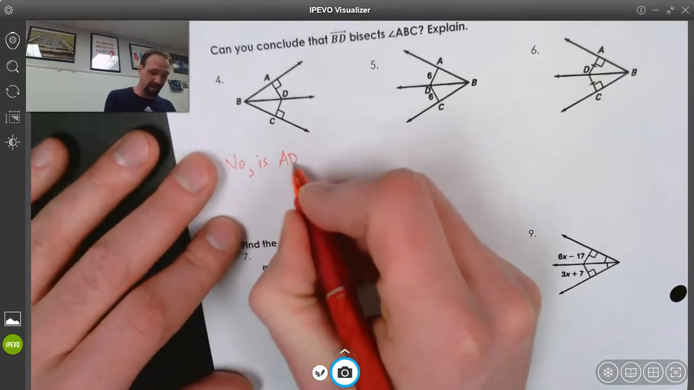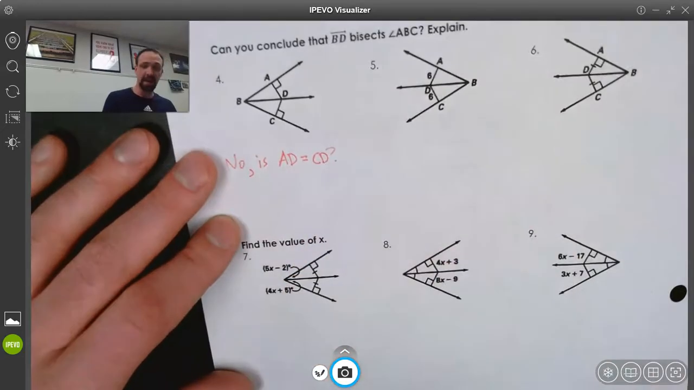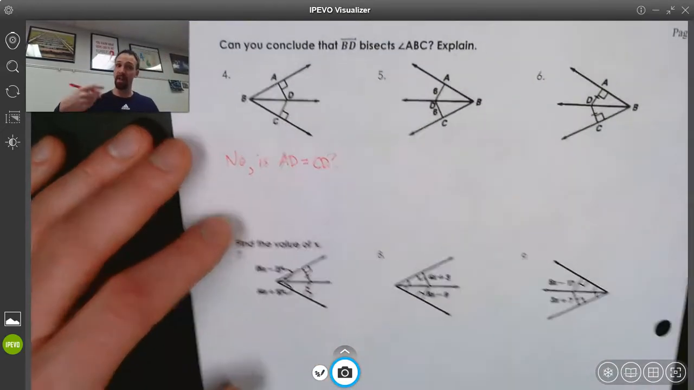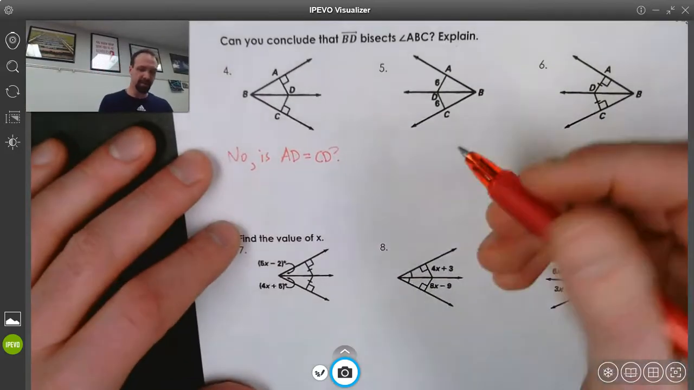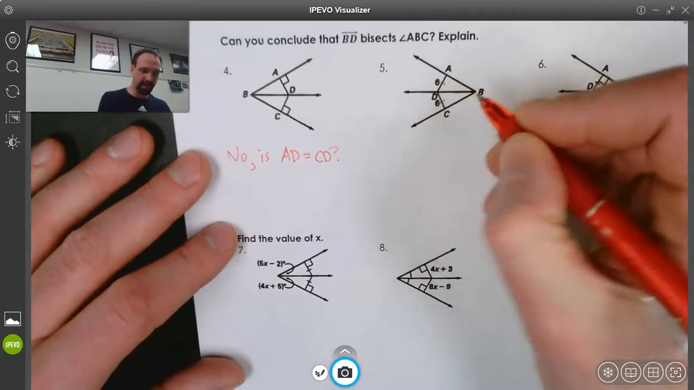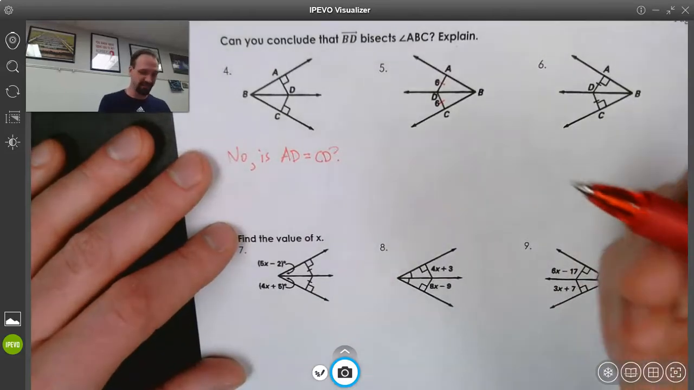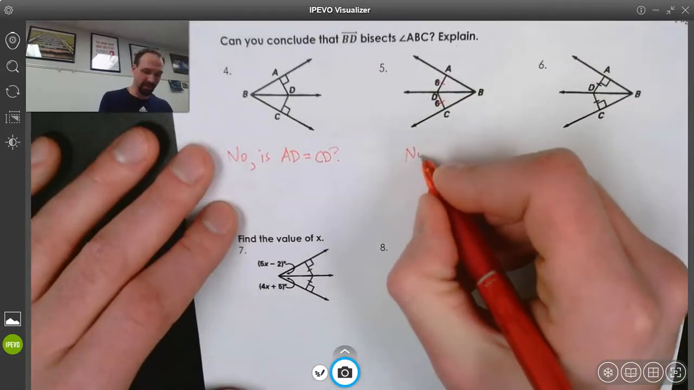So I don't know if AD is equal to CD. If it is, if those two are congruent, then it would be an angle bisector, but it's not. Similarly with this one, I know that the lengths of these are congruent, but I don't know if these are perpendicular or not. So I'm missing that, so no.